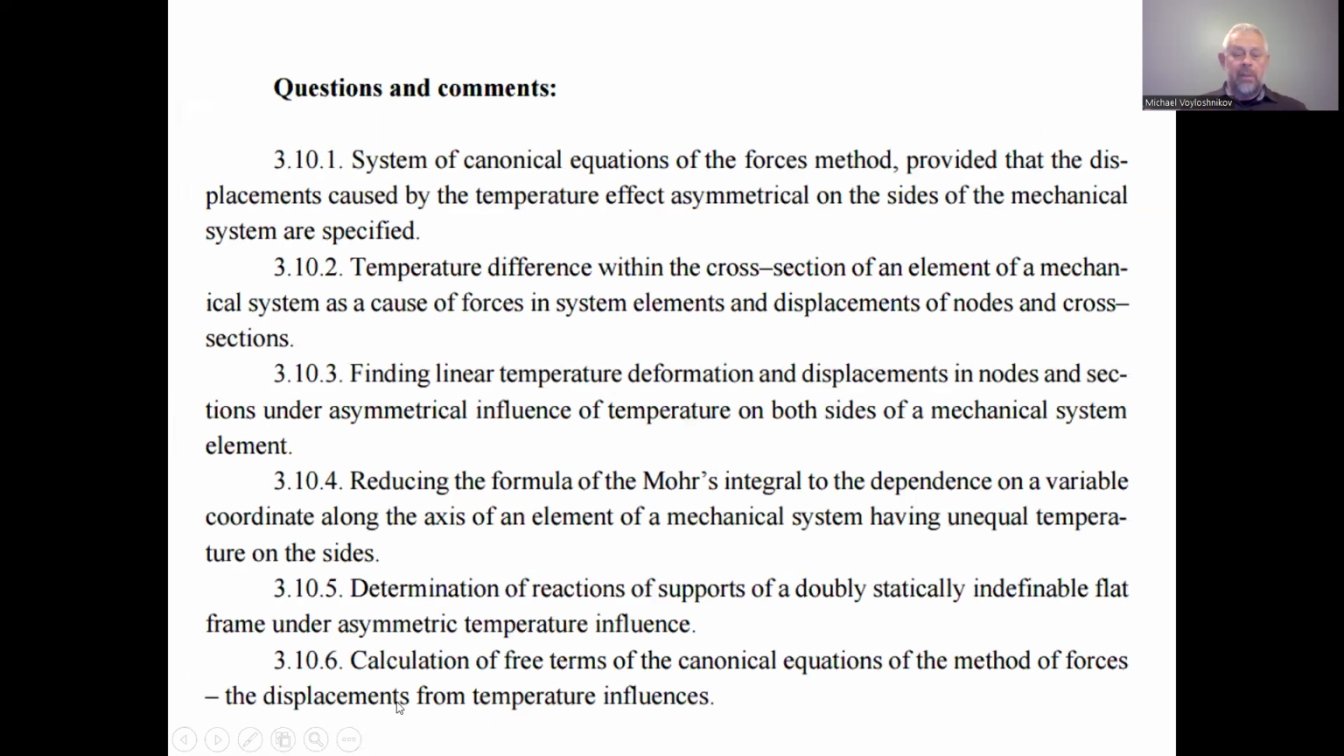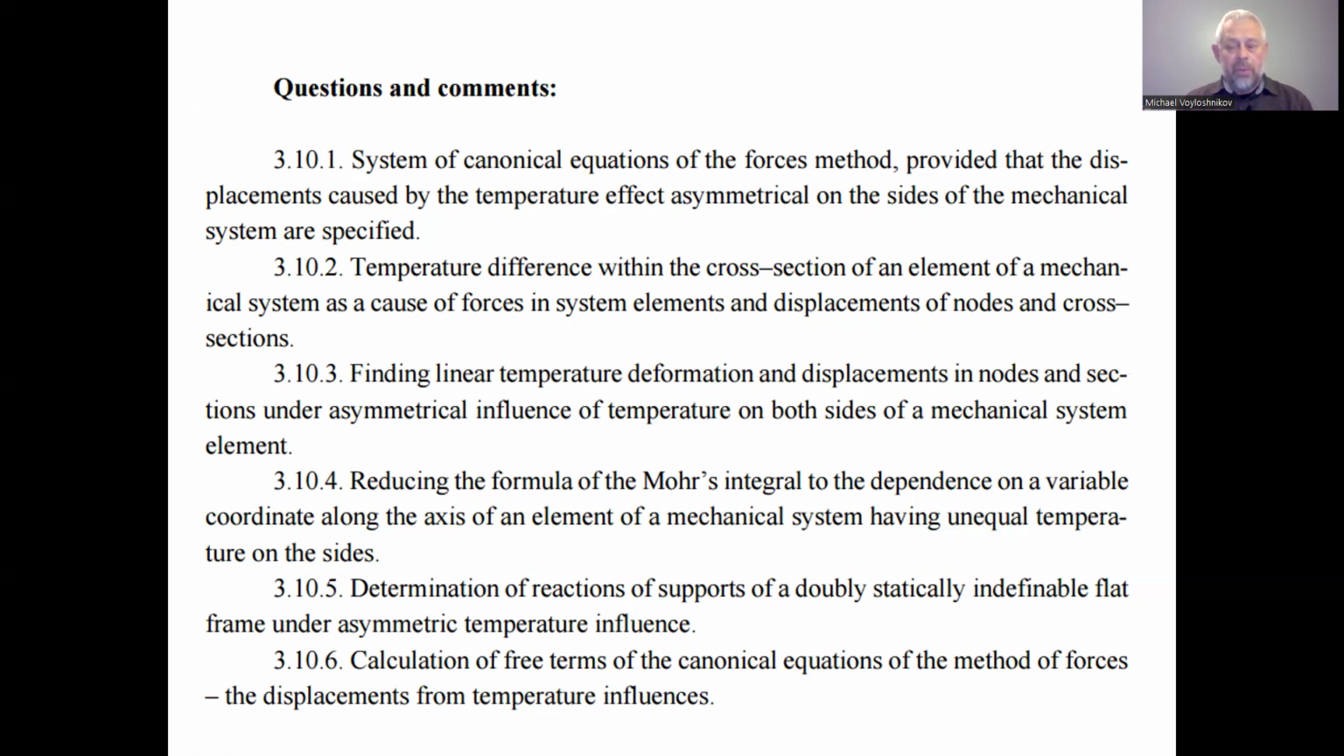Questions and comments. First question. The system of canonical equations of the forces method, provided that the displacements caused by the temperature effect are symmetrical on the sides of the mechanical system as specified. The difference is in the determination of the free summands of the canonical equation of the forces method. That is, the free summands are equivalent to the product of the temperature expansion coefficient.